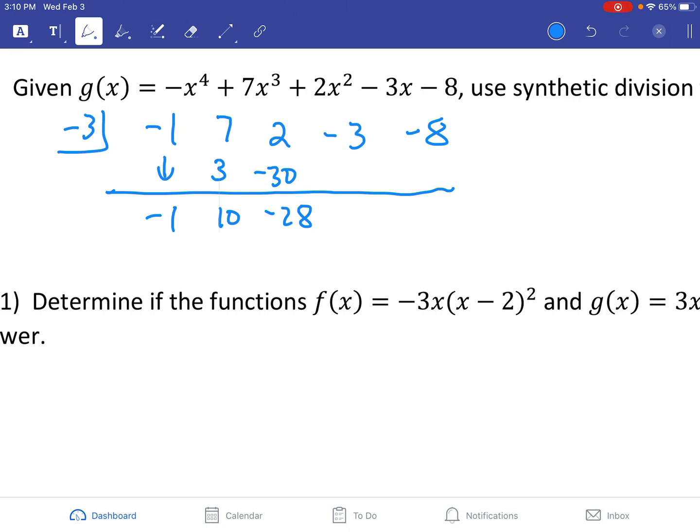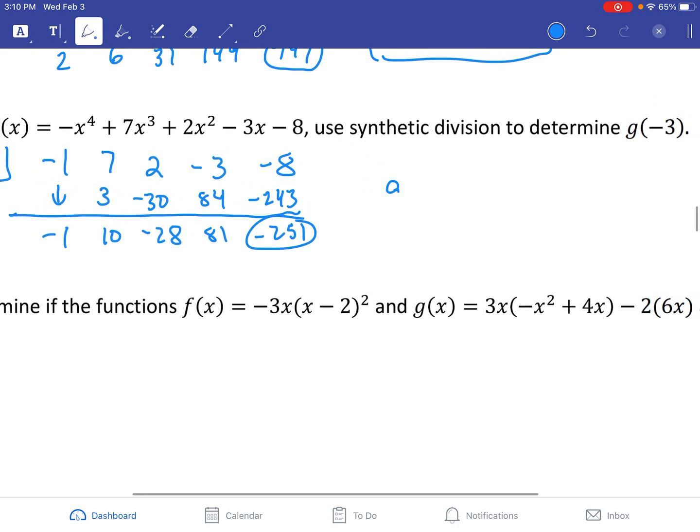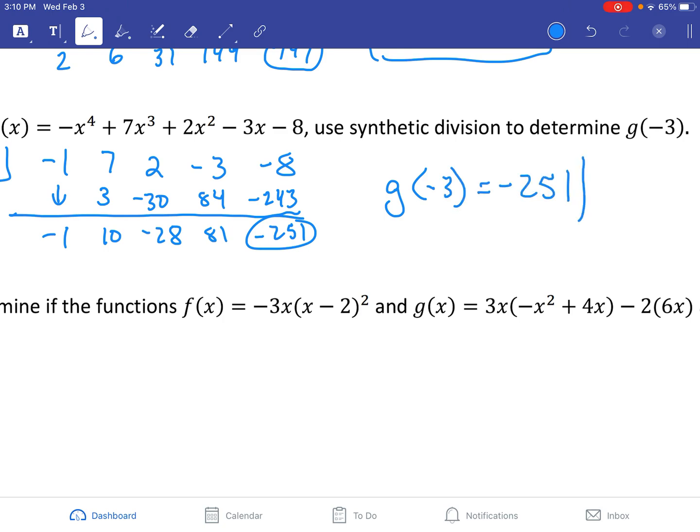Negative 28 times negative 3 is 84. Plus 3, minus 3 is 81. 81 times negative 3 is negative 243. Minus 8 is negative 251. So that is the answer that we're looking for, that back end piece. So g of negative 3 is equal to negative 251.